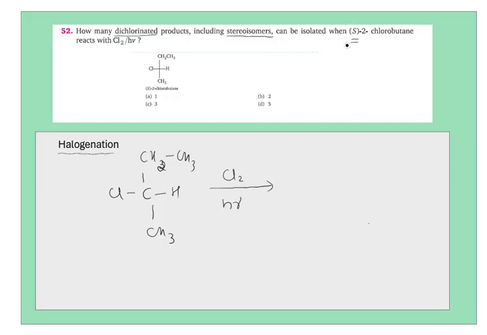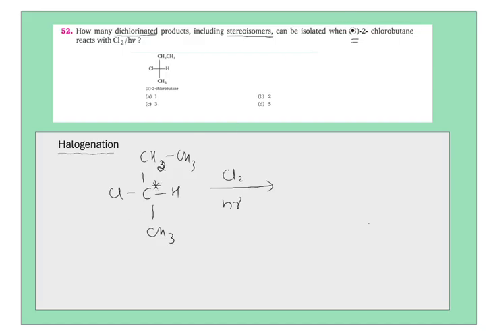What do you mean by S? It is the configuration of a chiral carbon. First, let's see what is a chiral carbon. A carbon attached to 4 different groups is called a chiral carbon. Here it is attached to ethyl, chlorine, hydrogen and methyl. That's why it is a chiral carbon.